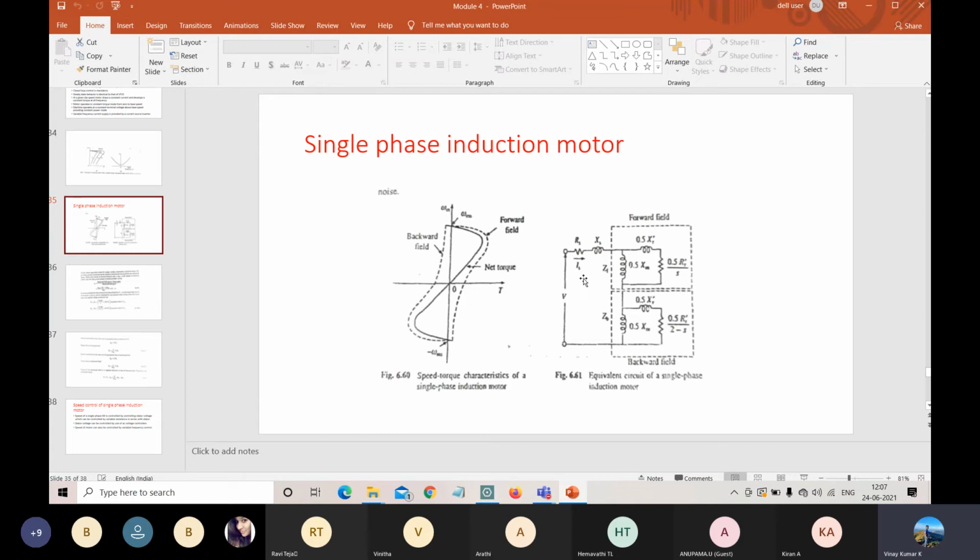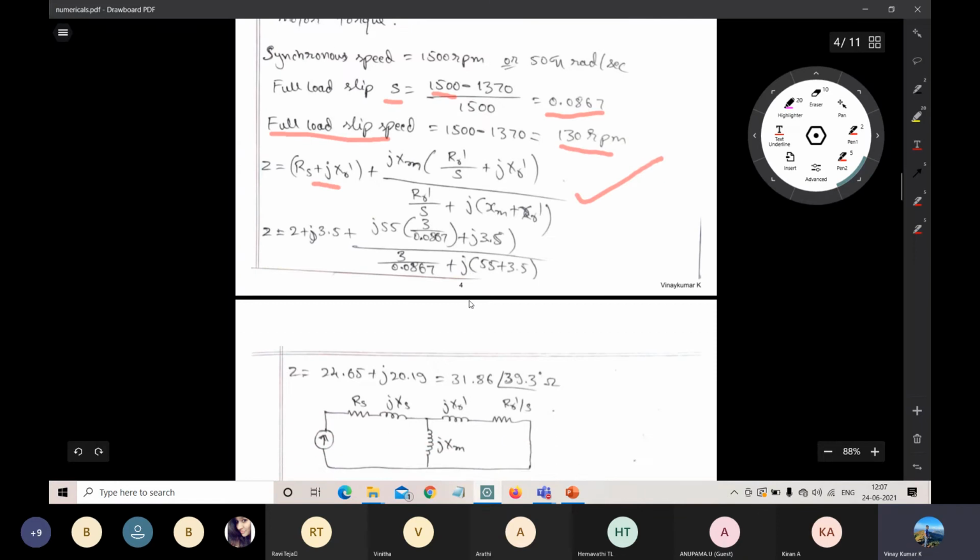So in the problem he has told to calculate the stator current. If you want the stator current, you need the impedance of the circuit. The impedance of the circuit will be Z, ZF, ZB. So just remember this circuit, instead of remembering the whole formula. V is equal to IS into Z, or IS is equal to V by Z. That's it. So you have to calculate Z.